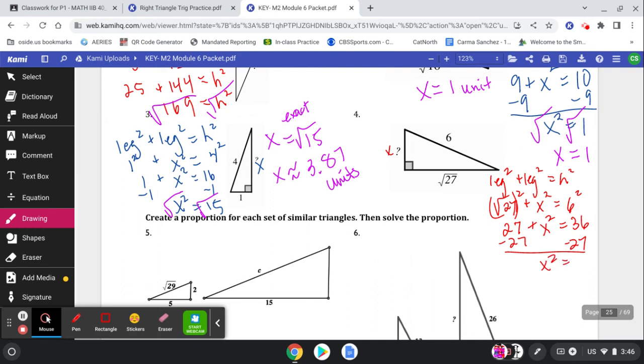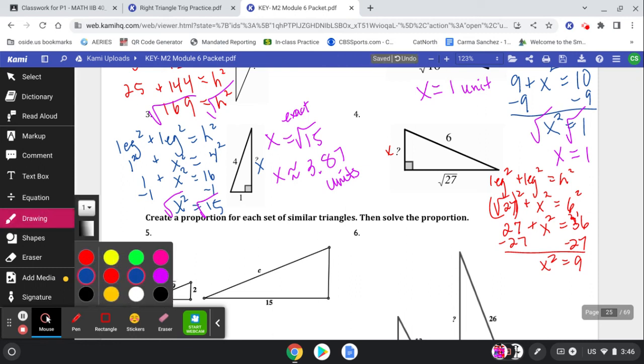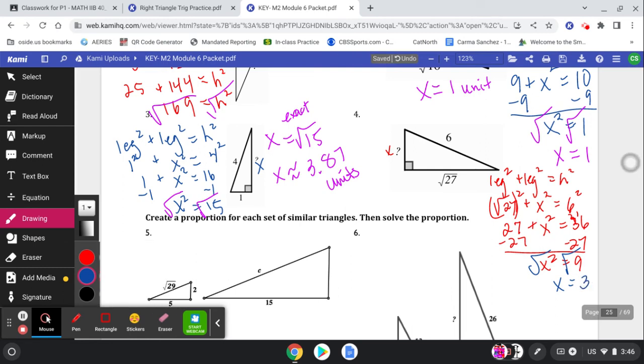So what is 36 minus 27? Is just 9. Square root of both sides, x equals 3. Square root of 9 is just 3. So x equals 3 units. It's a nice equal sign, not an approximate, because it is a whole number, and we didn't have to do any rounding.